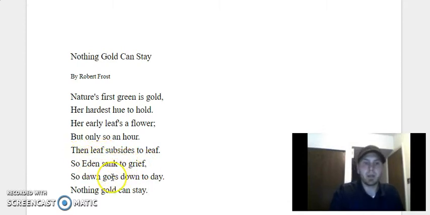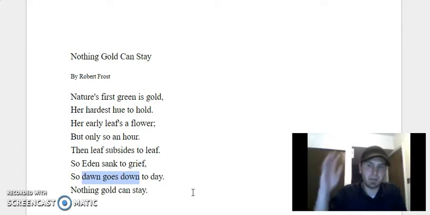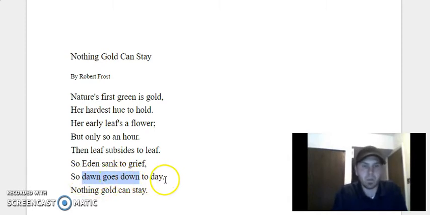Grief, dawn goes down, nothing can stay. And another thing I want to point out is this sort of contradiction or inconsistency with words right here with dawn going down. Obviously, dawn being sunrise, you have the sun coming up into the sky. So this sort of incongruity here was not an accident. It was very intentional that Robert Frost put that in there.